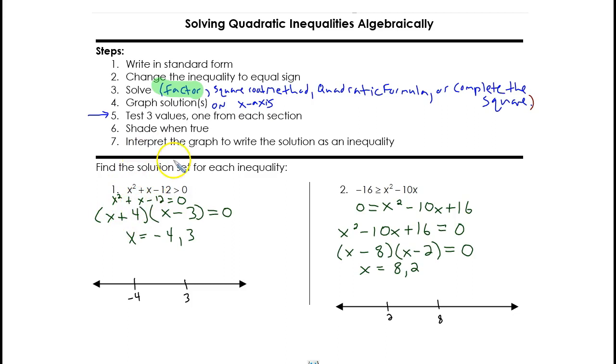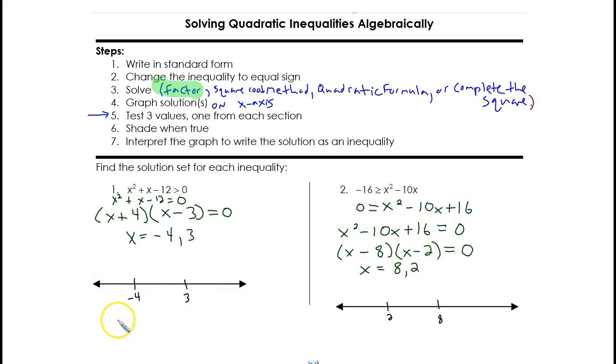Then we are going to change the inequality to an equal sign like we did. We're going to solve it by factoring. In this case, I got x plus 4 and x minus 3, which gives me a solution of -4 and +3. I want to take these two solutions and put them on a number line and make sure that you put them in the correct order. So -4 should be to the left of 3. On a number line, 0 would be between them, and -4 on the left, 3 on the right.